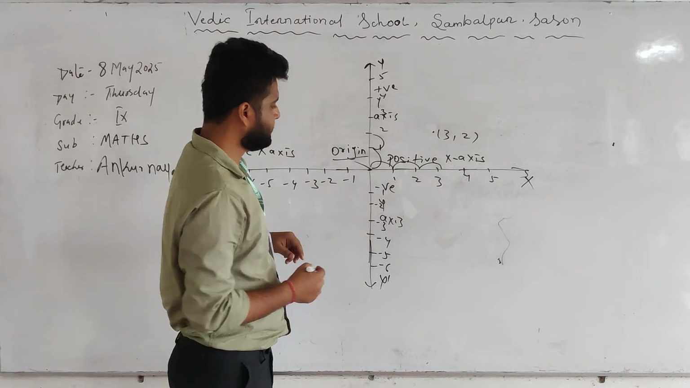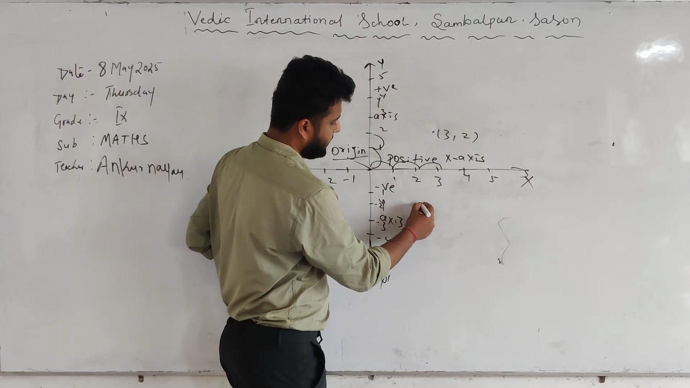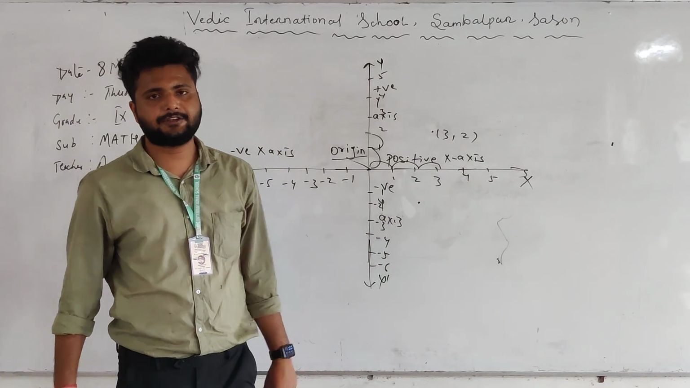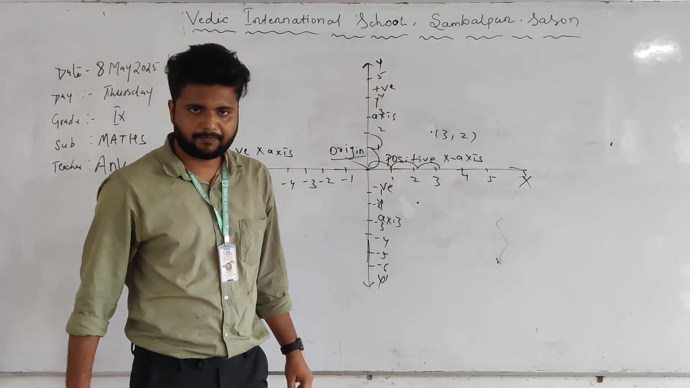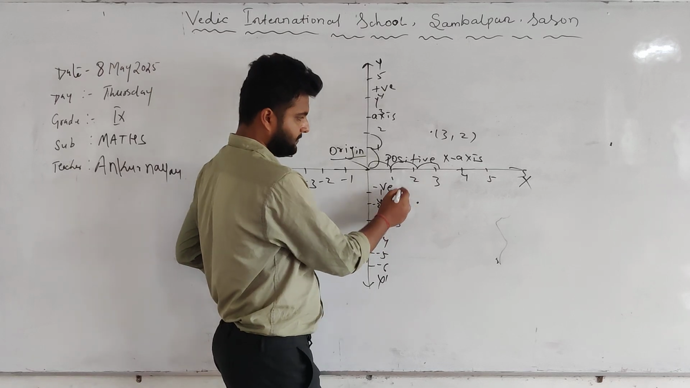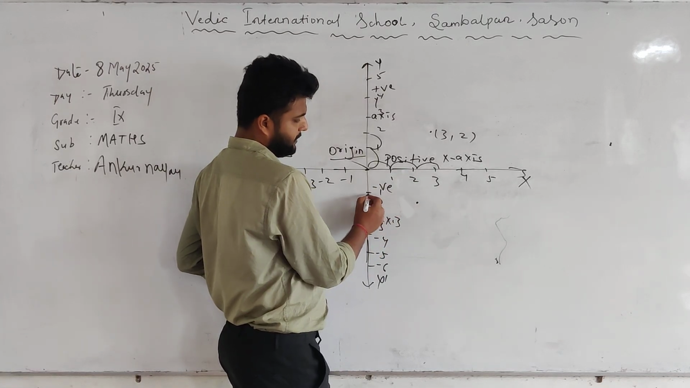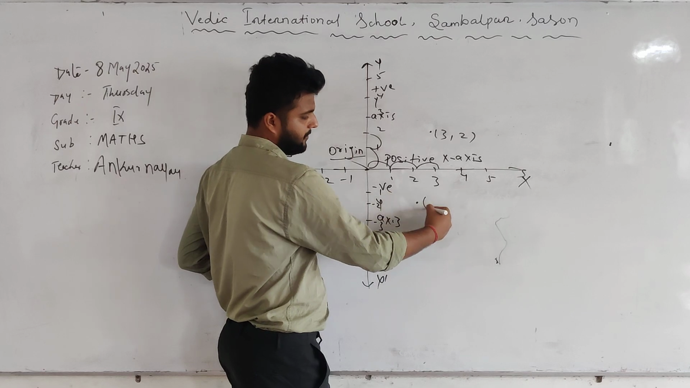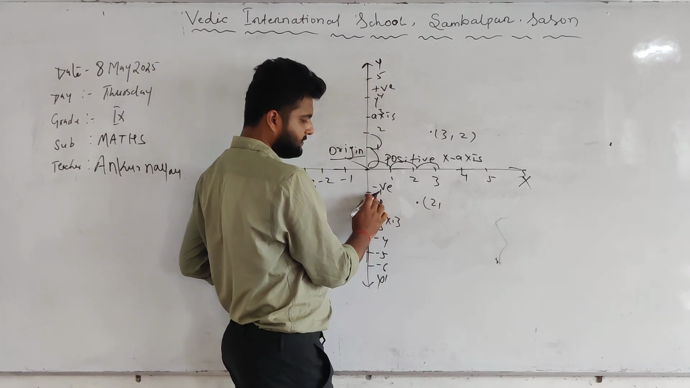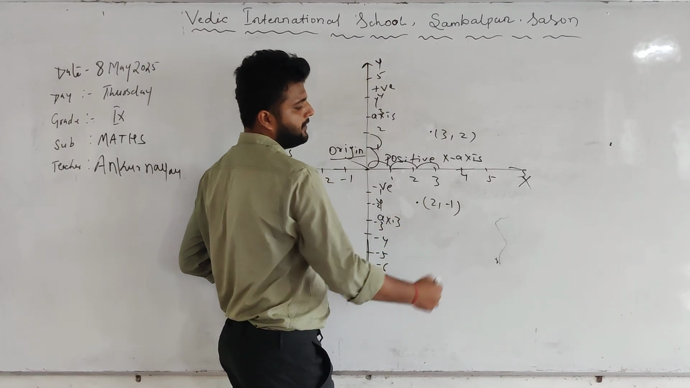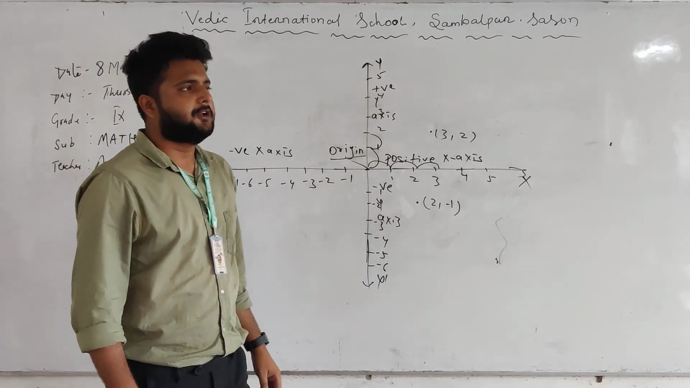Let us take another point. If I am taking this point, then how will you locate it? So from x, we have to write x. So we just need to move from the y axis. So x here is 2 and y here is -1. So this coordinate is 2 and -1.